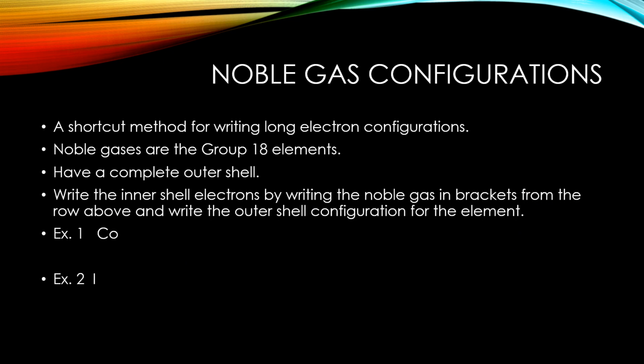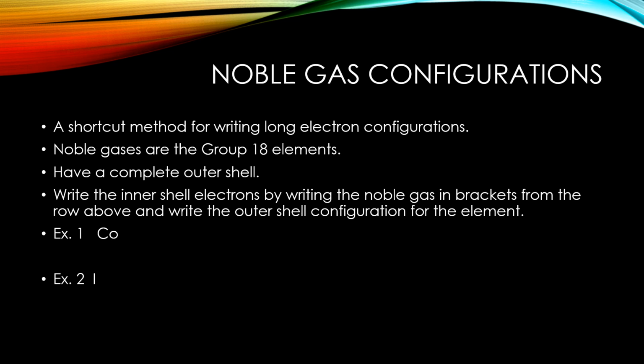And now we have one last shortcut method, which is called a noble gas configuration. We use these when we have really long electron configurations. Your noble gases, we'll talk about in one of our upcoming units, are the group 18 elements: helium, neon, argon, krypton, xenon, radon. They have a completed outer shell of electrons, so they cannot add any more electrons into that particular energy level. They'd have to go to a higher energy level.